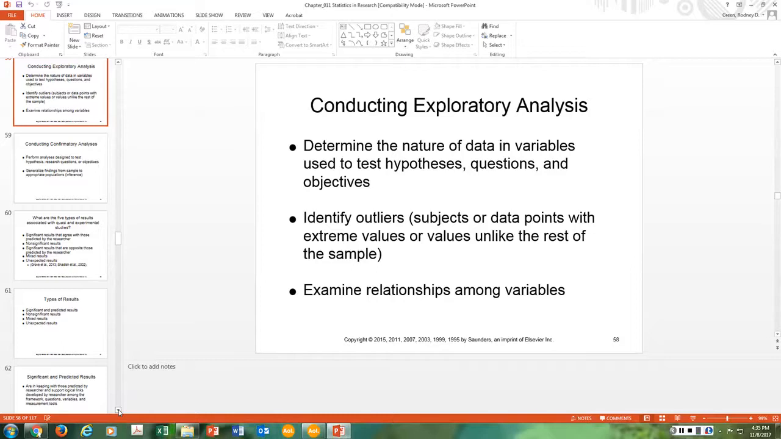Exploratory analysis. When you get your data, you input it into the computer, for example, the SPSS statistical package. So you have data for every subject on all the variables being studied, and you do some initial studies. You try to determine the nature of the data in the variables used to test the hypotheses, questions, and objectives. You identify outliers, and you examine relationships among variables. That's the first thing.